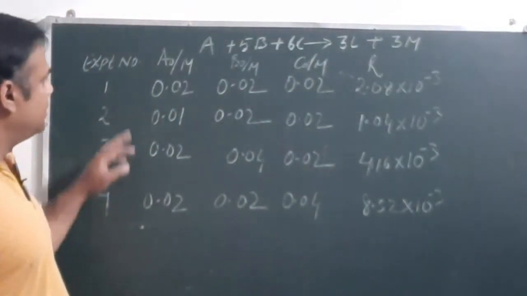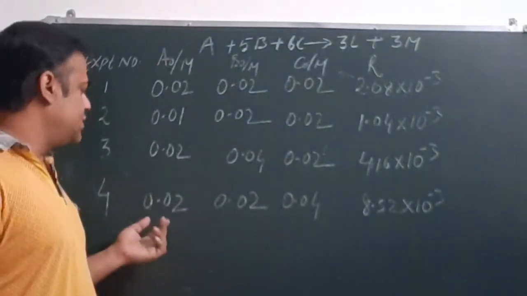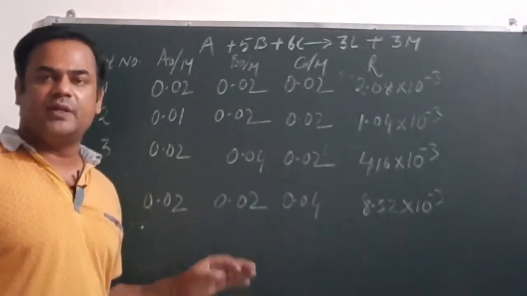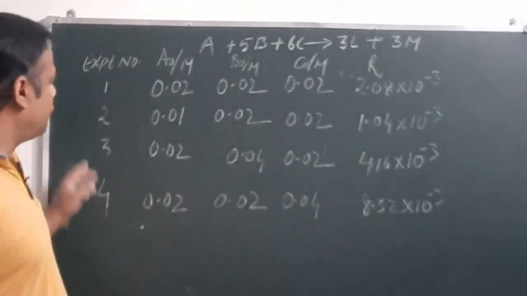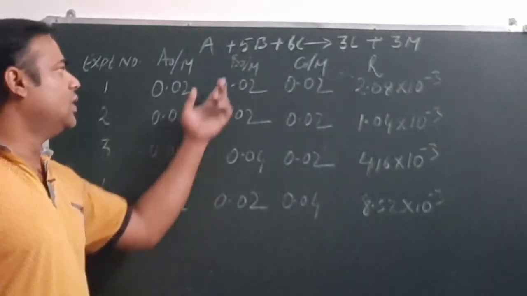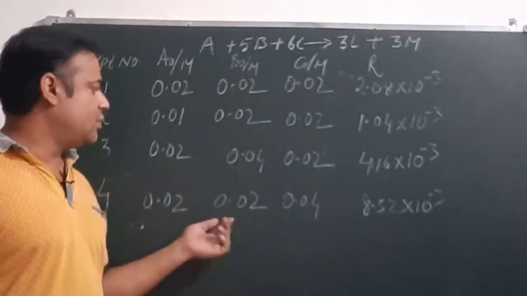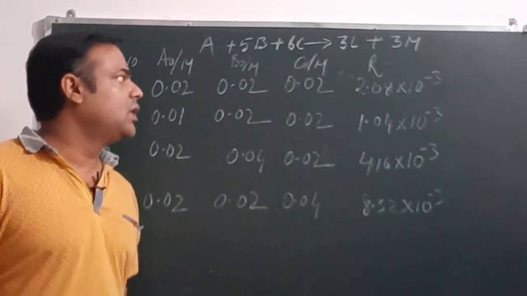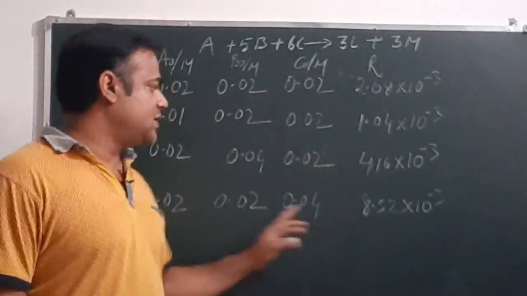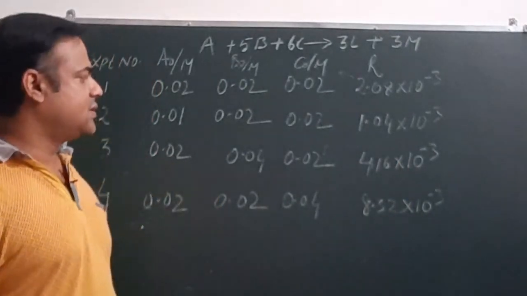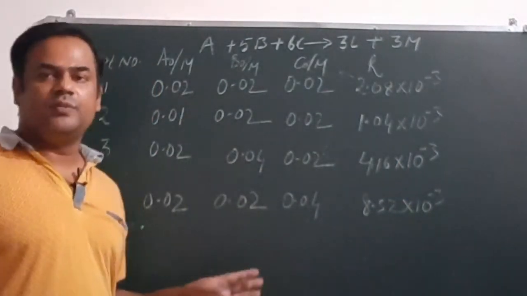Fourth experiment, the initial concentration of A is 0.02 mole per liter. Here all the concentrations are expressed in mole per liter. So in the fourth experiment, the initial concentration of A is 0.02, of B is 0.02, of C is 0.04, and the rate for this experiment is 8.32 into 10 to the power minus 3. So this is the experimental observation.